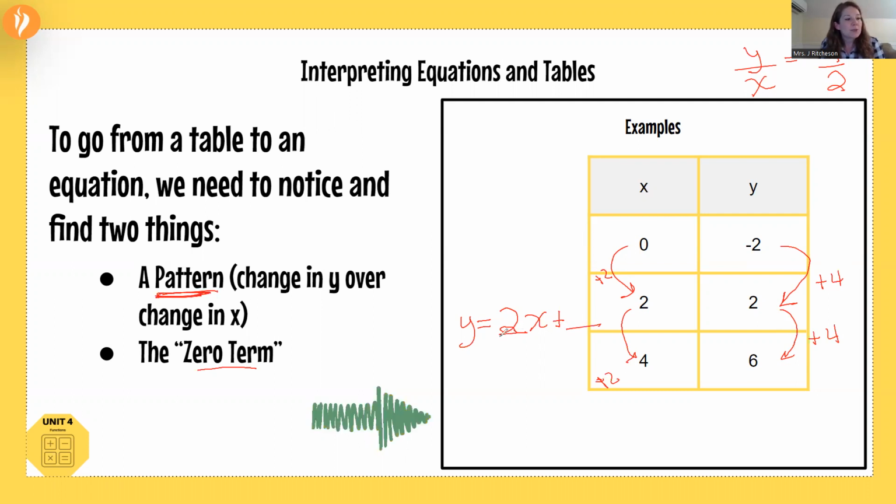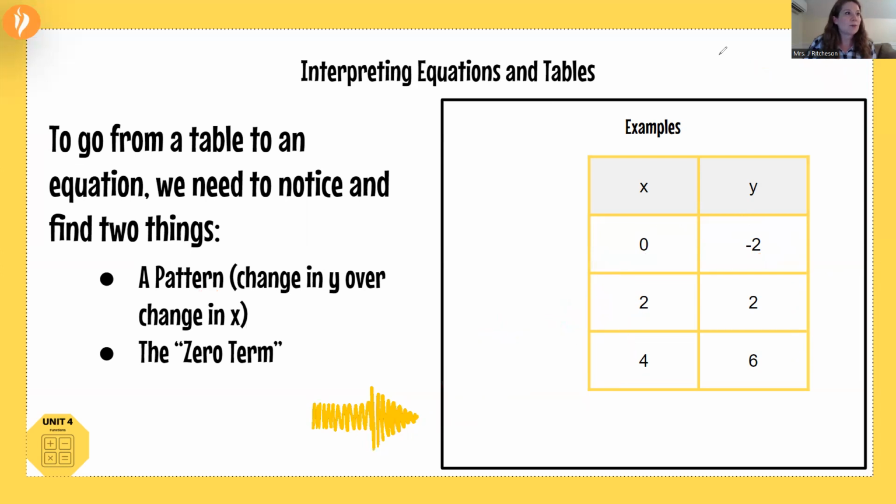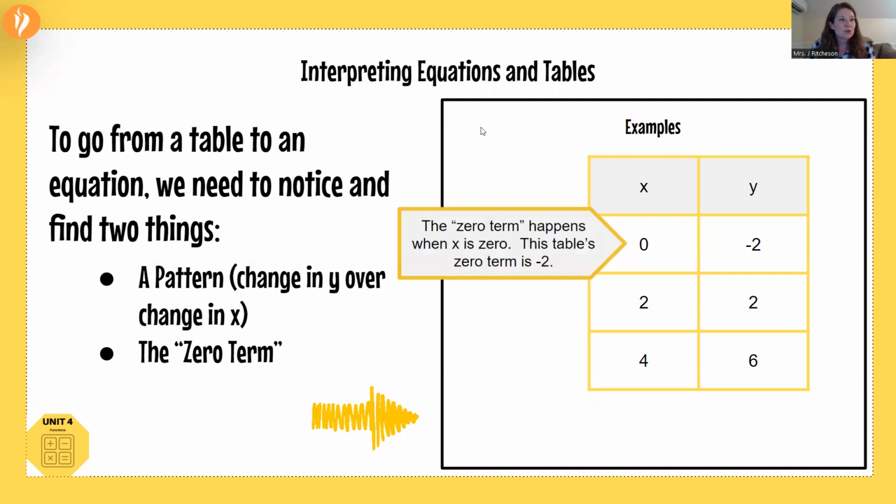So you're always going to multiply your rate of change by x, and then the 0 term. In other words, what is y when x is 0? Well, when x is 0, y is -2. So I can write plus a -2, which is the same thing as writing 2x minus 2. This is the equation that goes with this table, and we're going to practice that more and more and more. So that was our first time. Don't get frustrated. Just make sure you do all of your examples with me.